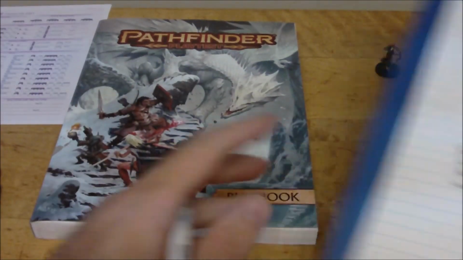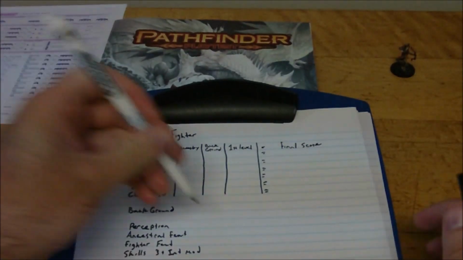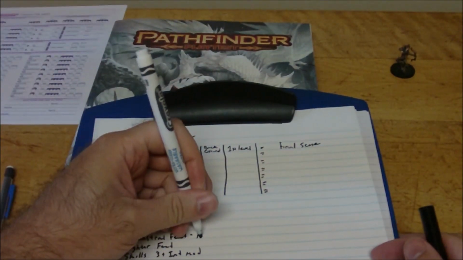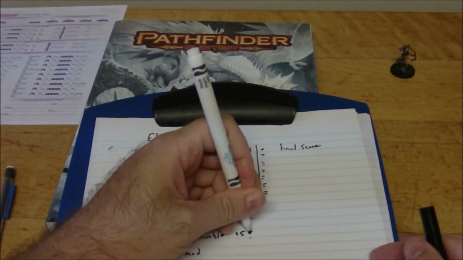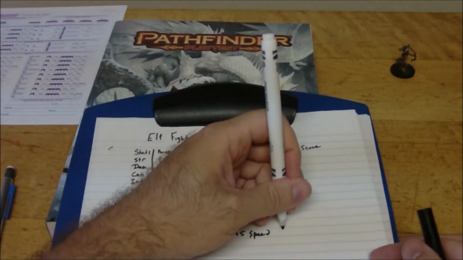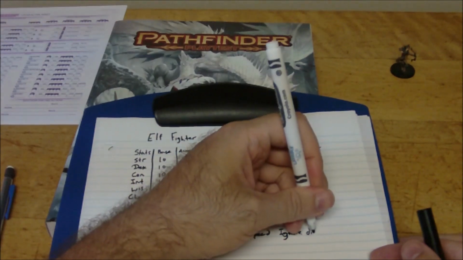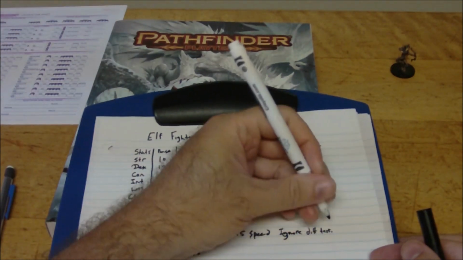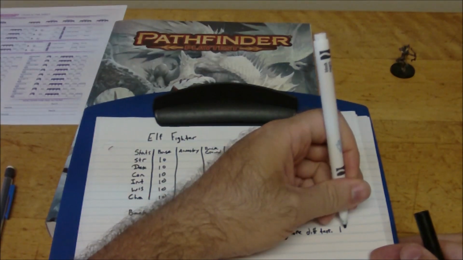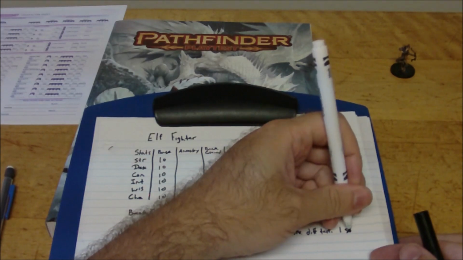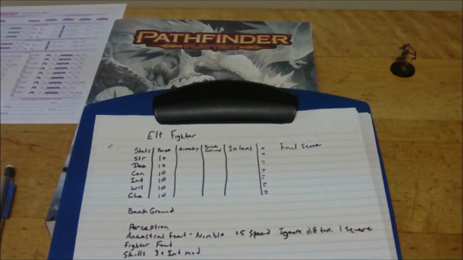So I'm just going to write in under the Ancestry feat. I'm just going to do that now so I don't forget. So I've got Nimble, which is +5 speed, and ignore difficult terrain, 1 square. So just a little bit of shorthand there, just so I know what it is.